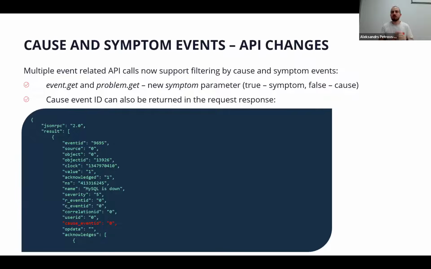And this also affected the API. So now multiple event-related API calls also support filtering by cause and symptom events. If you want to get only the causes or only the symptoms, or the other way around, then the event get and problem get API methods were updated, and now they have a new symptom parameter, which, if true, means it's a symptom, and if false, it's a cause. And the cause event ID for the symptom events can also be returned, as we see right here.